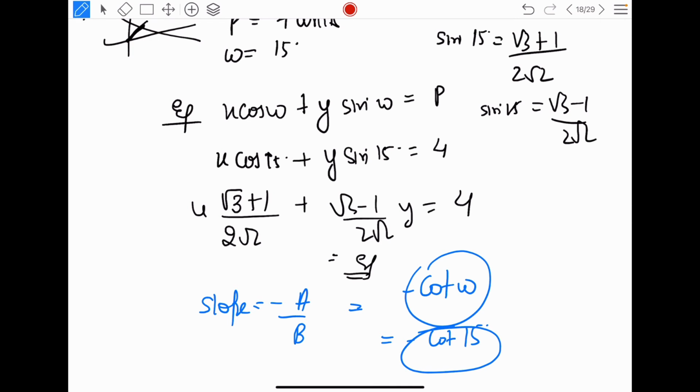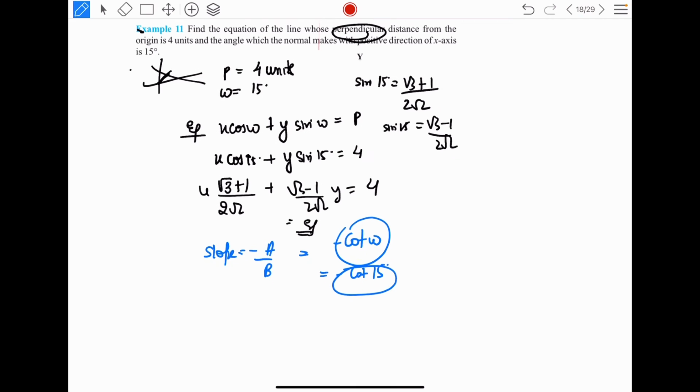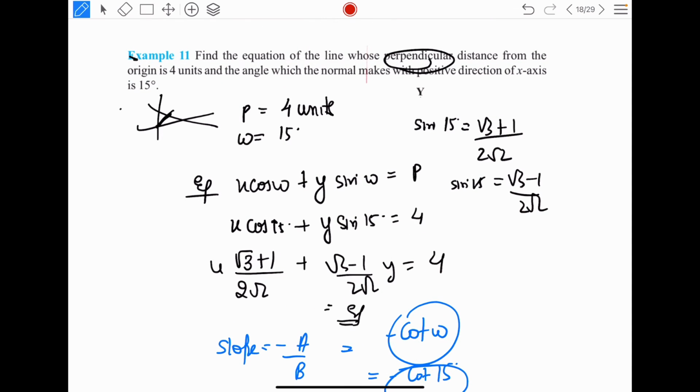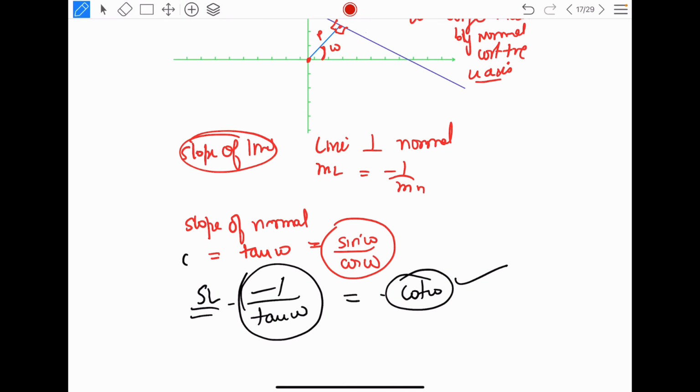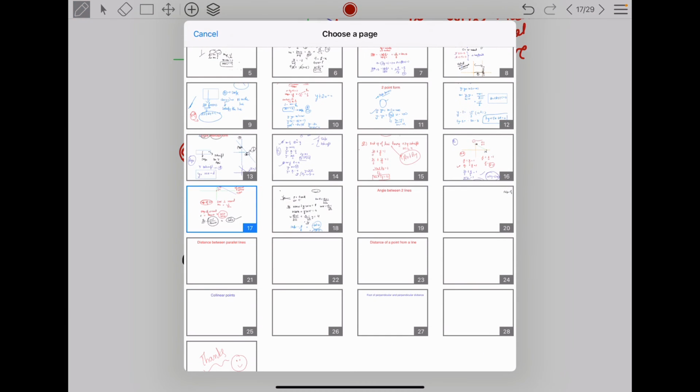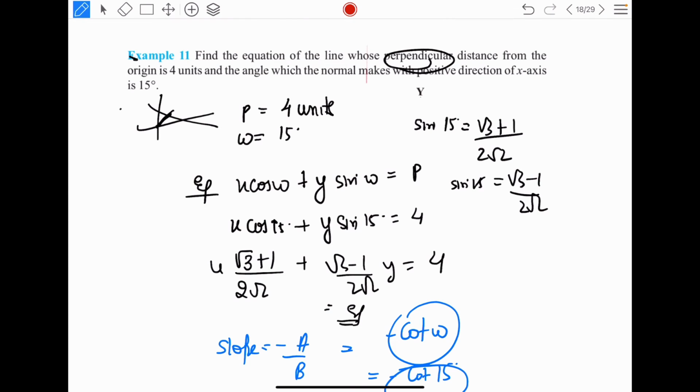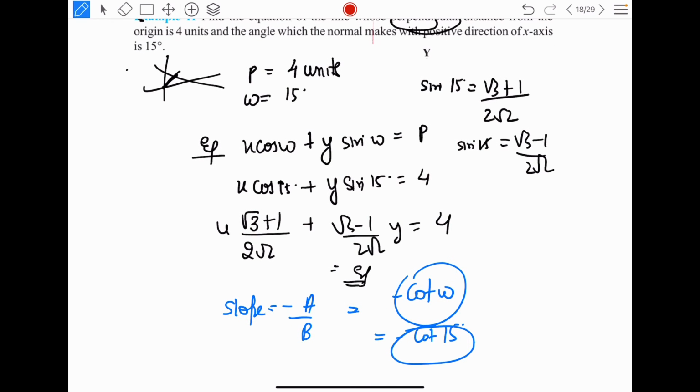So in such question of normal form, if only the slope of the line is asked, then you can directly use the formula of minus cot omega, which we just discussed. This is the formula, minus cot omega. How we got it, I have explained you. Otherwise, you can find the equation and definitely you can get it from the equation. But directly also this can be done if you know the formula that slope is minus cot omega. That's it. Omega is the angle made by normal with the positive x-axis. Simple.